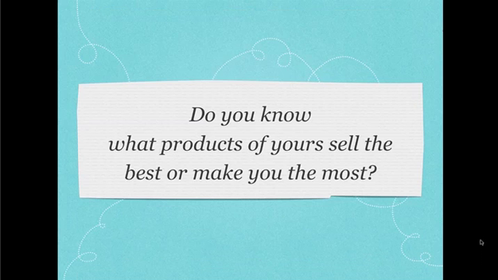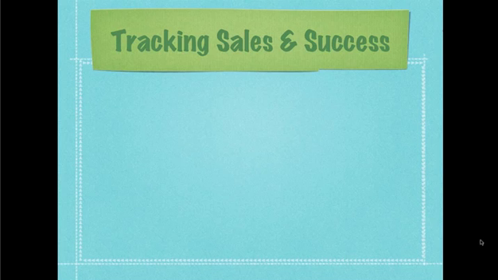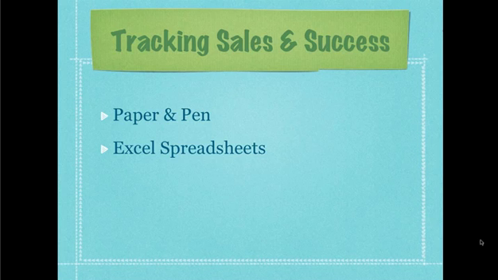So back to that question, do you know what products of yours sell the best or maybe make you the most money? And I know for me, I had to keep a lot of that in my head for a long time. The ways that people are currently tracking sales and success, we have heard just a little bit of everything from our customers, and that is everything from very simple paper and pen, very old school. If you think way back in the day, they literally just used ledgers and maybe finally got carbon copy paper. And now, thankfully, we've got things like Excel, which are great, but it can also quickly spiral out of control, and really it's just not efficient.